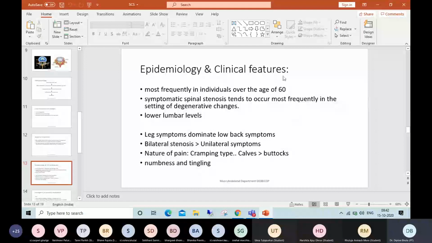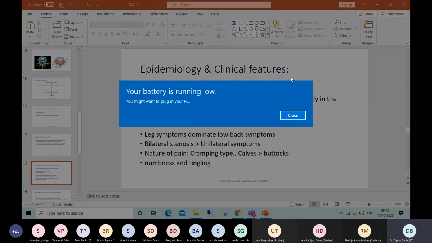Okay, so how is it that these patients present to us? Even if more of the acquired causes could be like PID and so on, still I had clearly mentioned earlier itself.